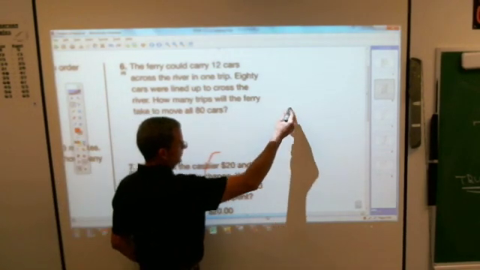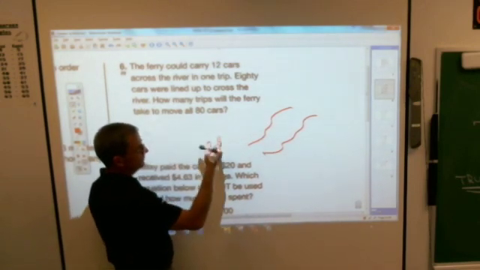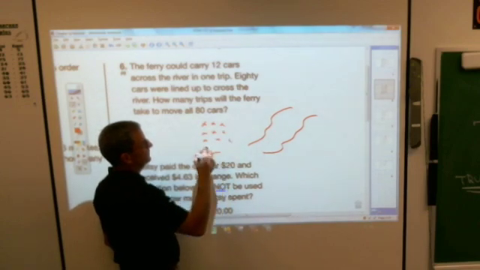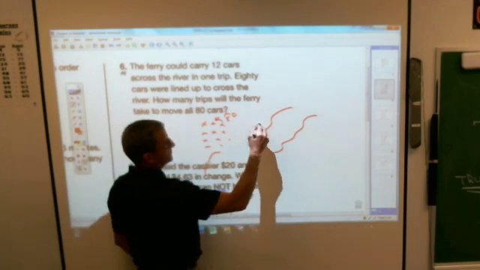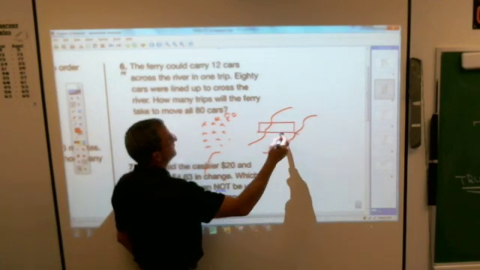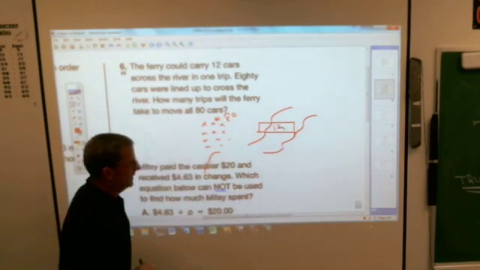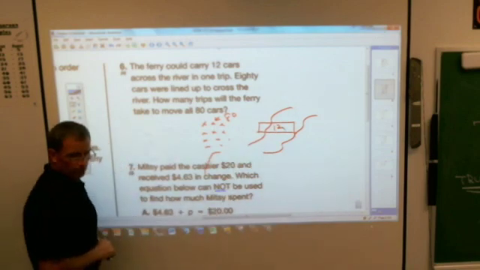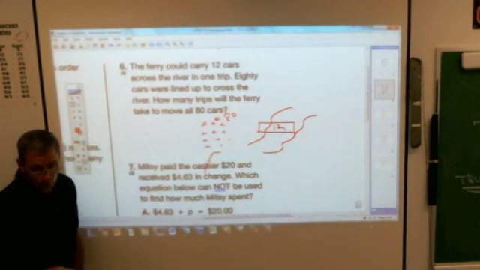Okay, so you got the river here. Pretty nice looking river. How many cars do I have over here? 80. Here are all my cars. I'm not going to spend time drawing them. I'll just pretend there are 80 of these. Every time across, my little boat can take how many? 12. So you're asking how many groups of 12 is it going to take to get all those over? So did you do the division? Because you're looking for how many groups of 12 are in 80.